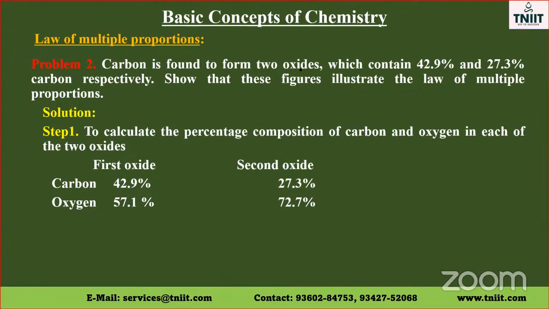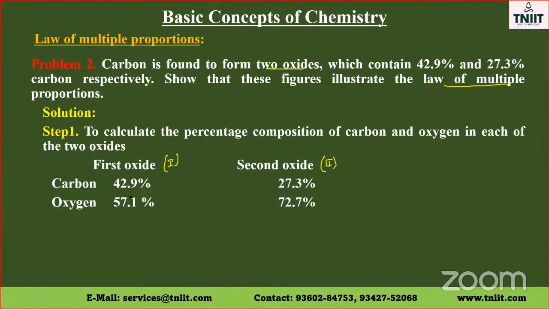Carbon is found to form two oxides, which contain 42.9% carbon and 27.3% carbon respectively. Show that these figures illustrate the law of multiple proportion. Now, what is the first step? The first step is to calculate the percentage composition of carbon and oxygen. The question says carbon forms two oxides, so we have marked the first oxide and the second oxide.